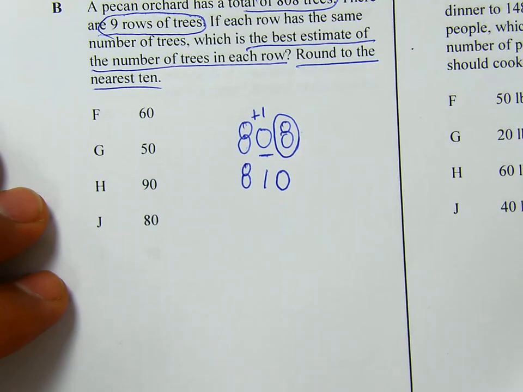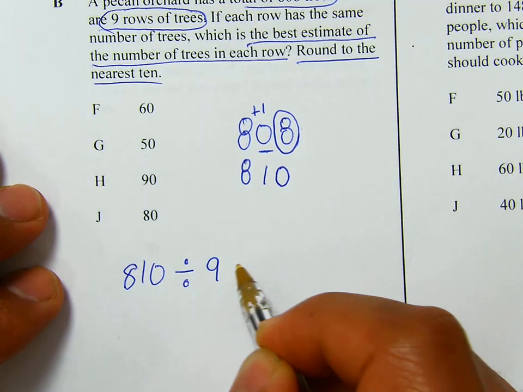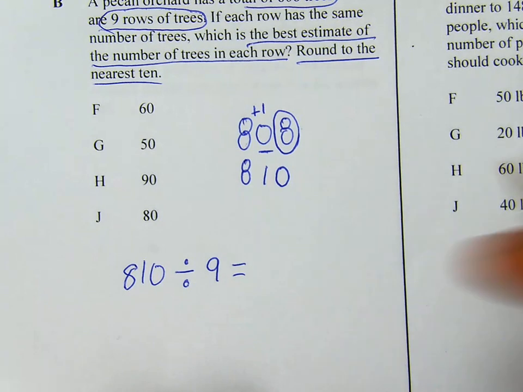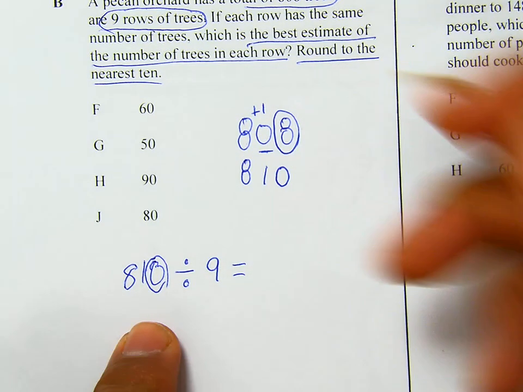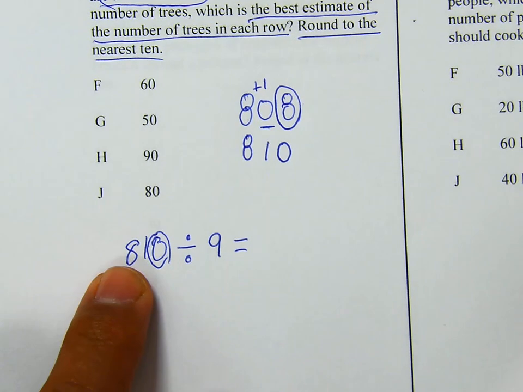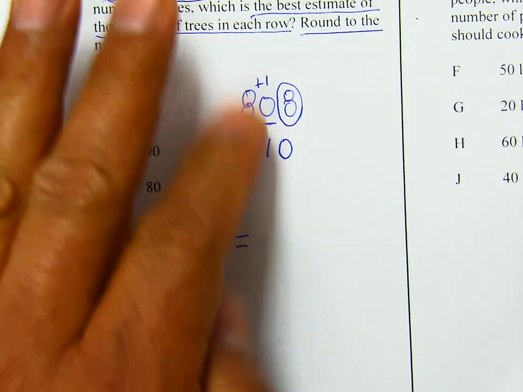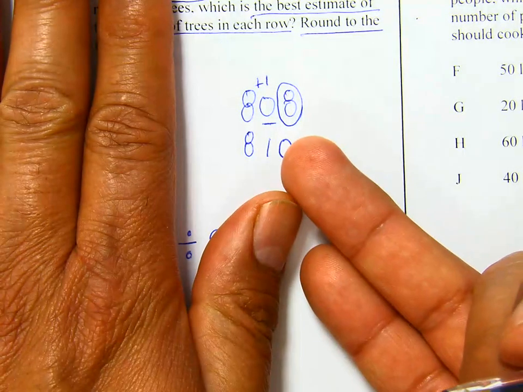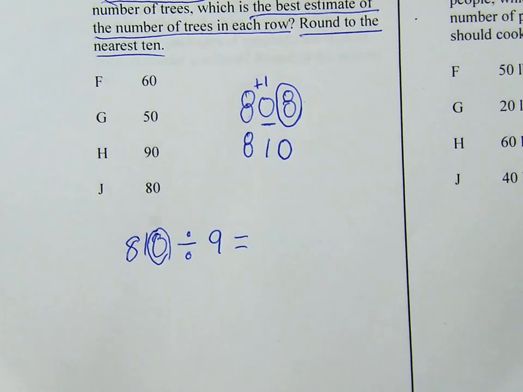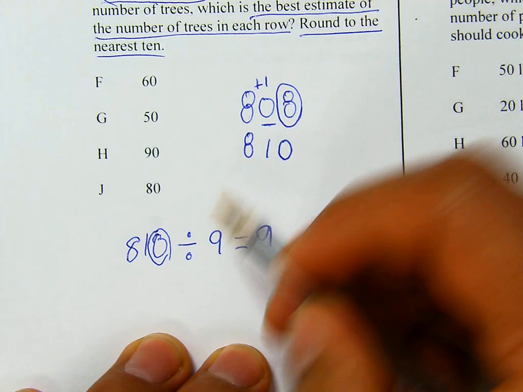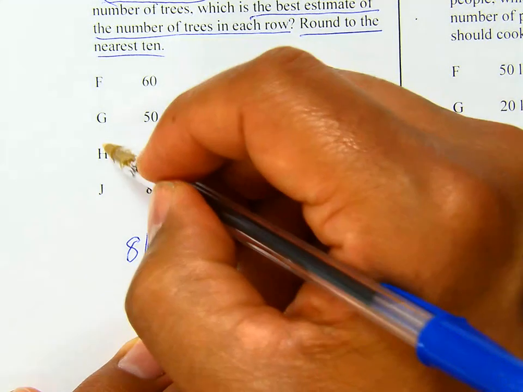Now we take the 810, we divide by 9. So again, I'm going to circle the 0. It'll become a trailing 0. We'll move it back up here. So now we have 81 divided by 9. How many 9s go into 81? 9, 18, 27, 36, 45, 54, 63, 72, 81. So that's 9 times. And bring that trailing 0. So my answer would be 90, H.